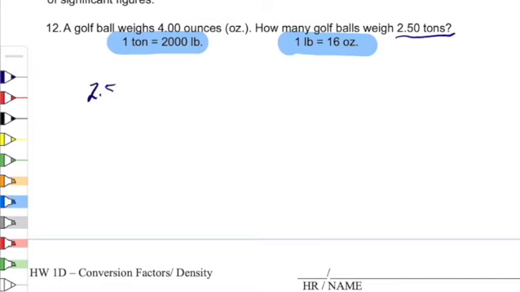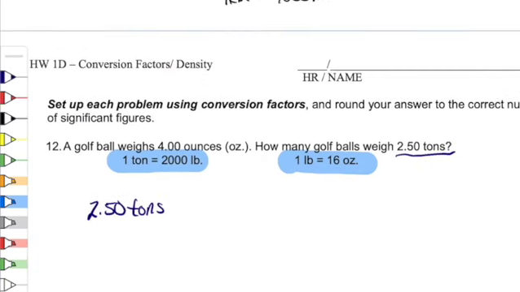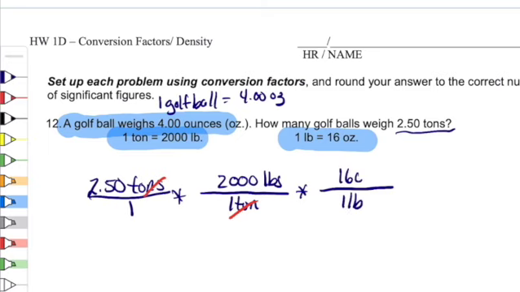So I'm going to start with 2.50 tons. It's not a conversion, right? Everything else in this is actually an equality. And there's actually one more equality right here. 1 golf ball weighs 4 ounces. So if we have 1 ton, that's 2,000 pounds. We have the second conversion, 1 pound is 16 ounces. And then the pounds will cancel.